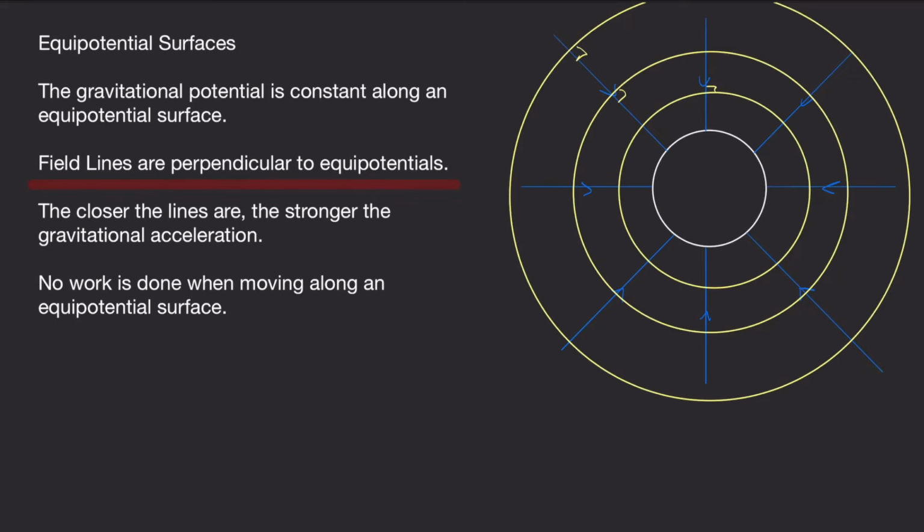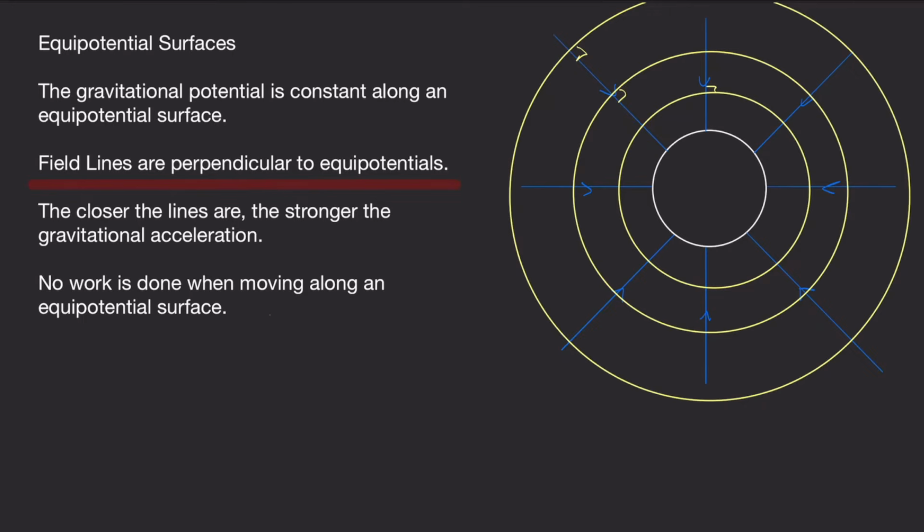The closer the lines are, the stronger the gravitational acceleration, the equipotential lines I mean, and then something which is really important, that no work is done when moving along an equipotential surface. So if we were to place a satellite along an equipotential surface, we don't have to keep inputting work to make the satellite go around in orbit.